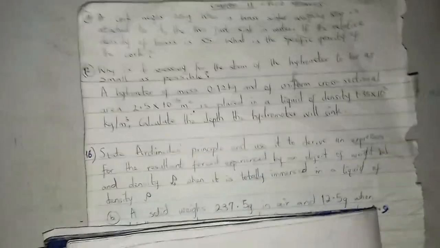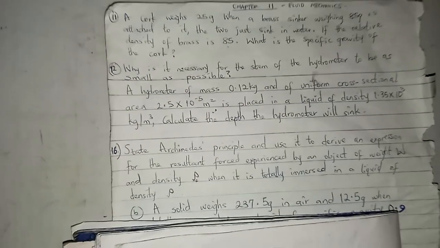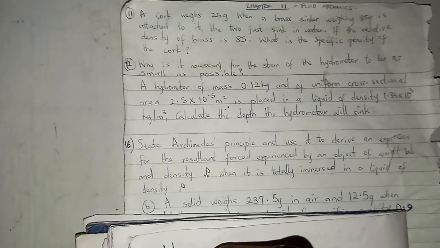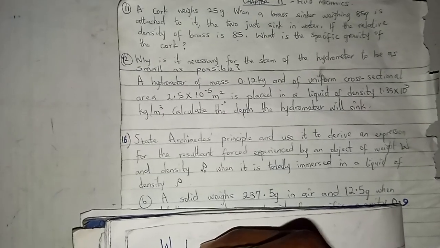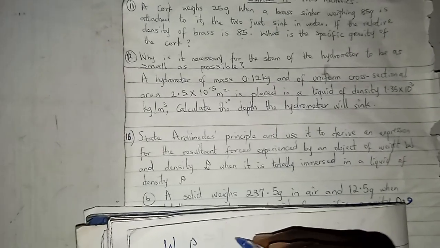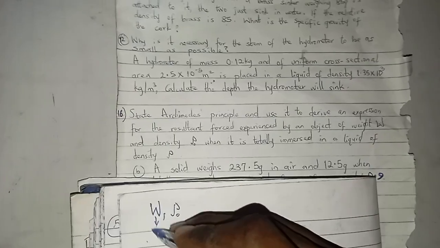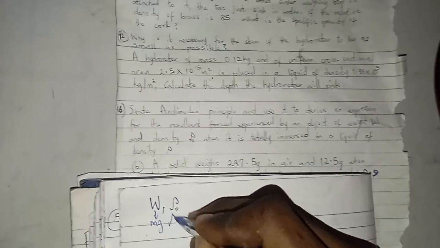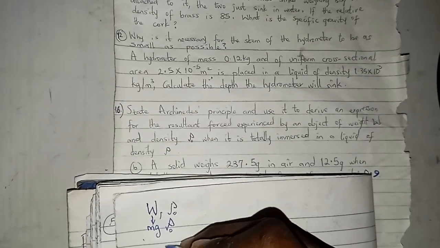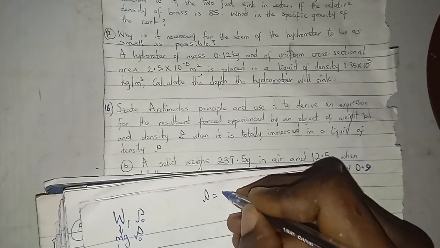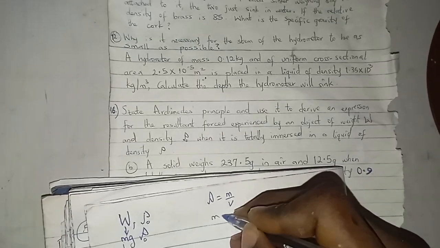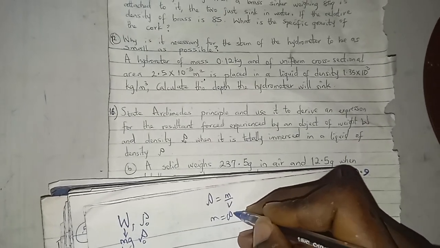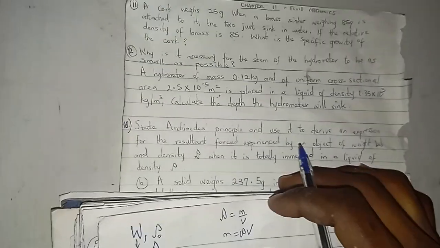They said, derive an expression for the force experienced by an object of weight and density. Okay, the body of weight, this is mg, and you have p naught. And you know that from density, this is m over v. M is equal to density times v.